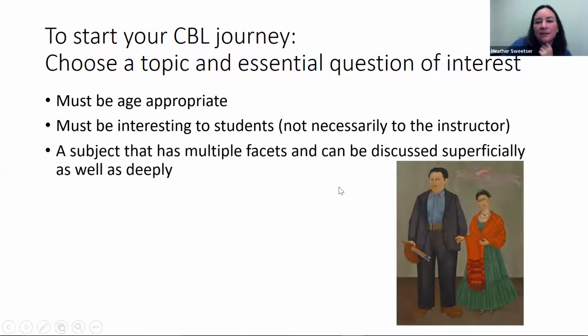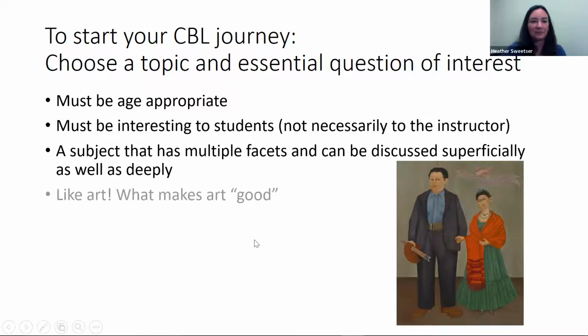Again, choose a subject that has a lot of different facets, that can be discussed superficially for the students who didn't prepare, as well as deeply for the students who did and who have a deeper language ability. Once we get into this differentiation, it makes for a much more lively classroom. And then it really inspires students because they realize, hey, I can talk about this, but I want to say more. And then that really inspires them to study at home in ways that maybe grades don't.